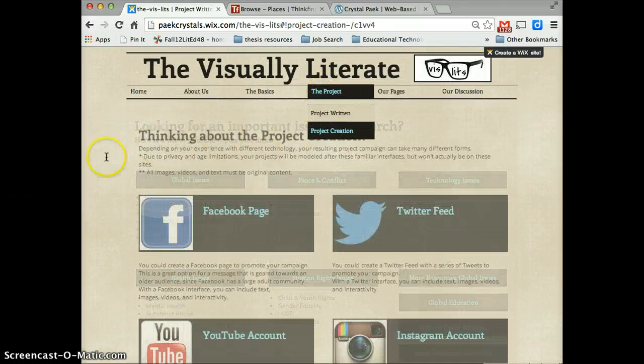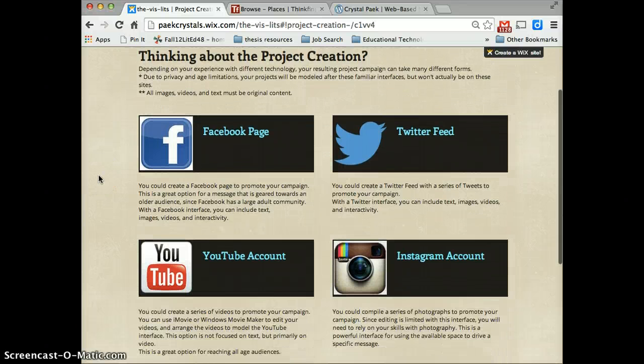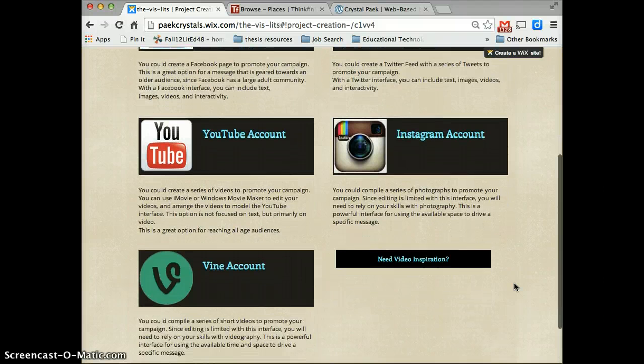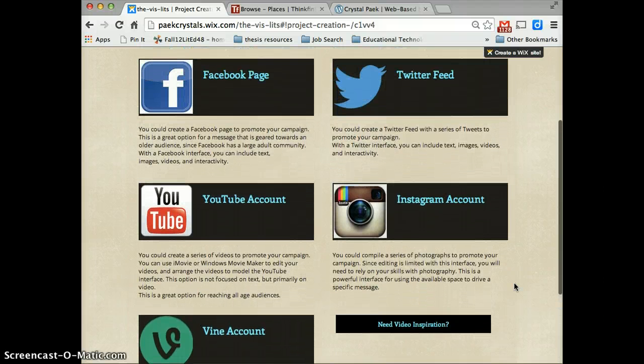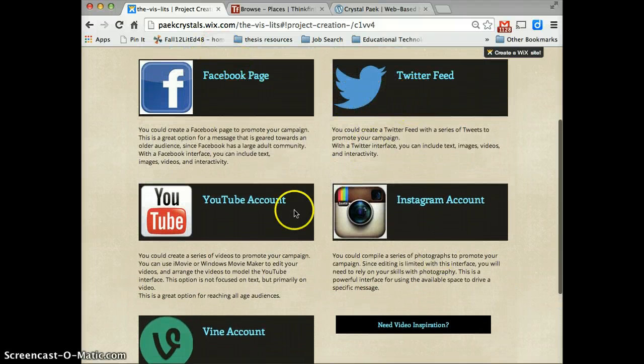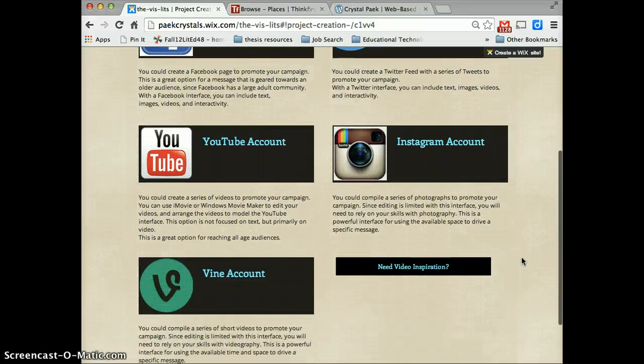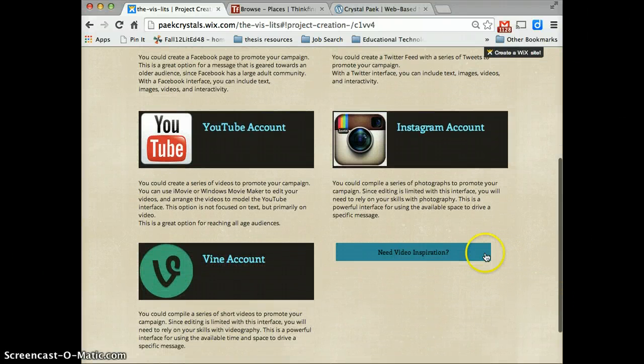Project creation also gives some suggestions for creating either a Facebook page, a Twitter feed, YouTube account, Instagram account, or Vine account. None of these are real. It's actually going to be just a pseudo Facebook, Twitter account. All of these are going to be not real, but will be uploaded on the site just to protect their privacy and also for age limitations too. I'm keeping everything on the Wix site. And here's another resource for inspiration.